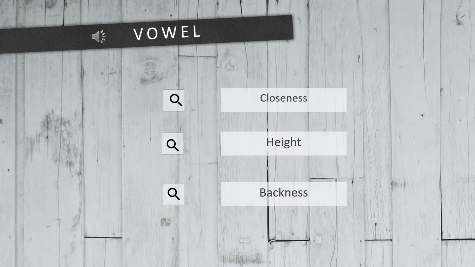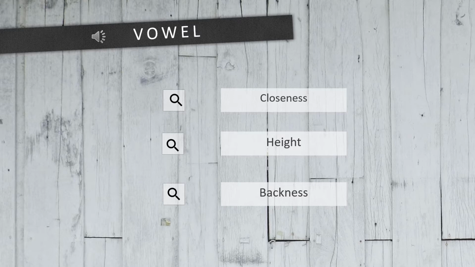First, the closeness category refers to the position of the mandible, the open-close category. Second, the height of the vowel refers to the vertical position of the tongue towards the palatal area, the high-low category. Third, the backness, also known as frontness, refers to the horizontal position of the tongue in relation to the back or front of the mouth.